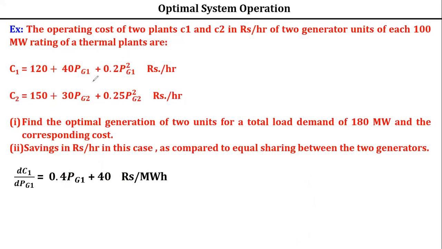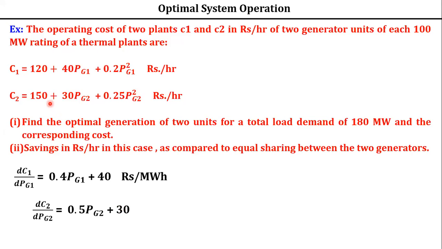I have written it in order here. Hope you understood. Clear? So 0.4 PG1 plus 40 is the answer. Similarly, differentiate the second cost equation, DC2 with respect to PG2, the corresponding generation only, not with respect to PG1. Now here you see 0.25 PG2 square; 2 PG2 into 0.25 becomes 0.5 PG2, and 30 PG2 becomes 30.